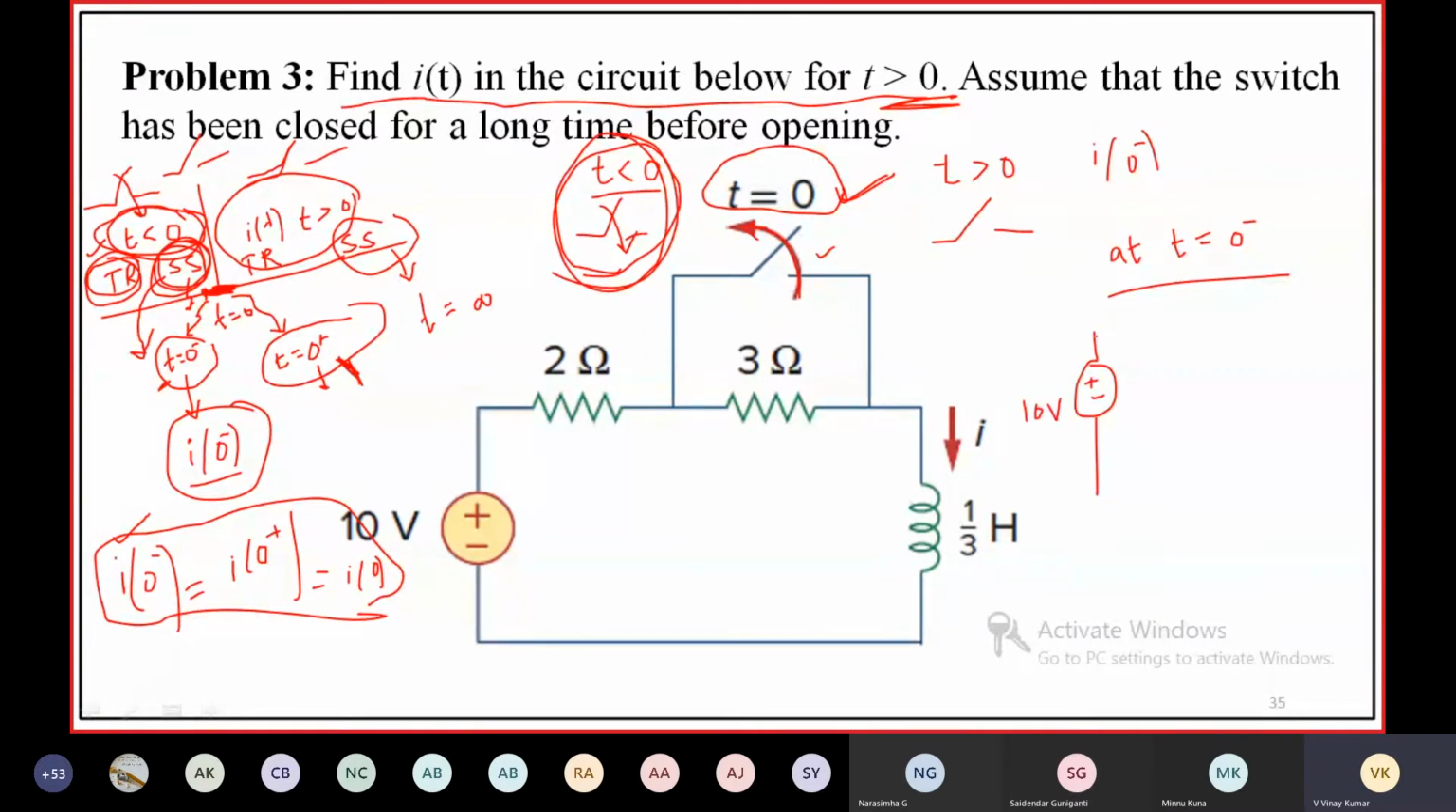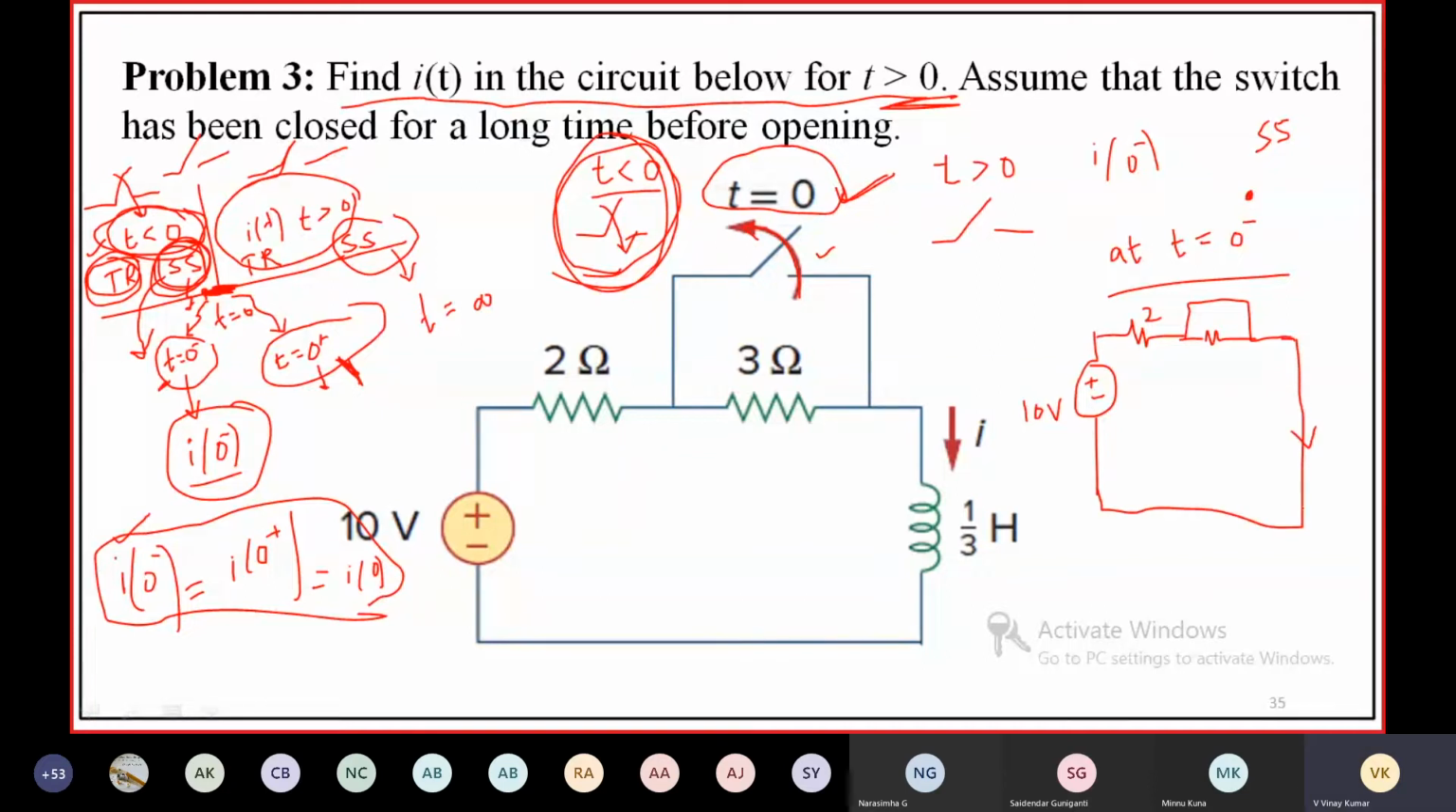10 volts, 2 ohms, 3 ohms, and the switch has been closed for a long time. Means at t = 0 minus, the switch was in the closed position. At t = 0 minus, steady state occurs. At steady state, the inductor acts as a short circuit.